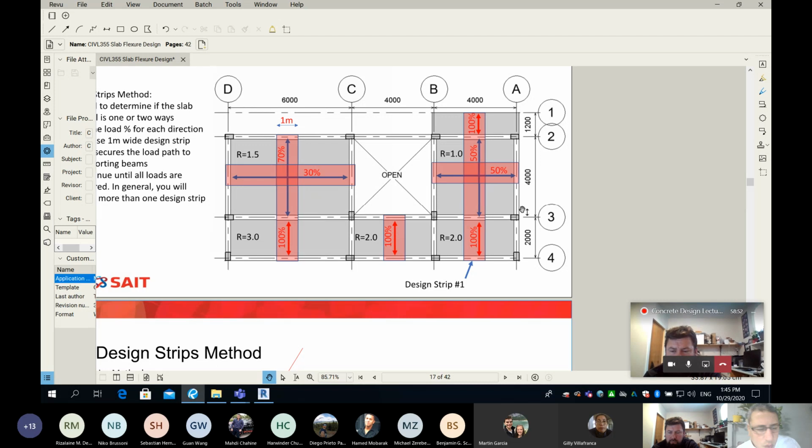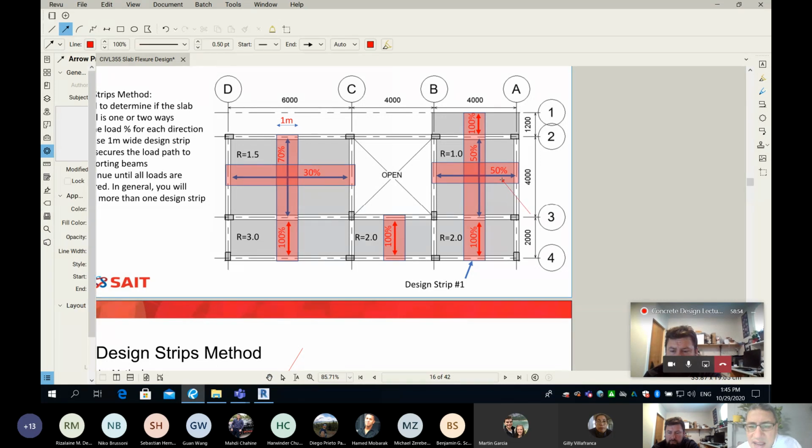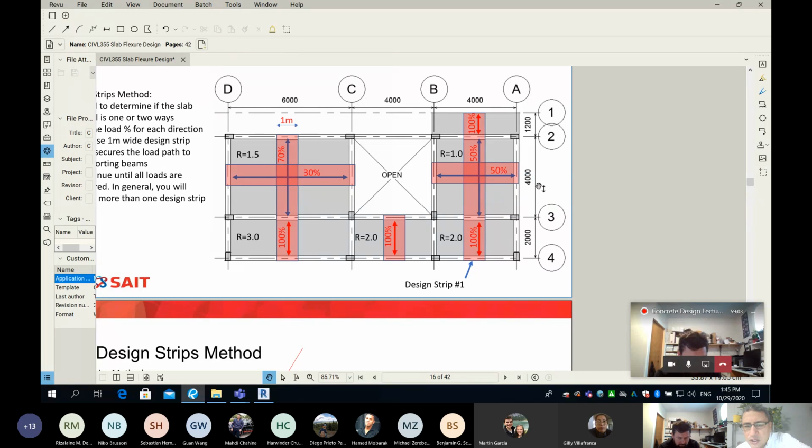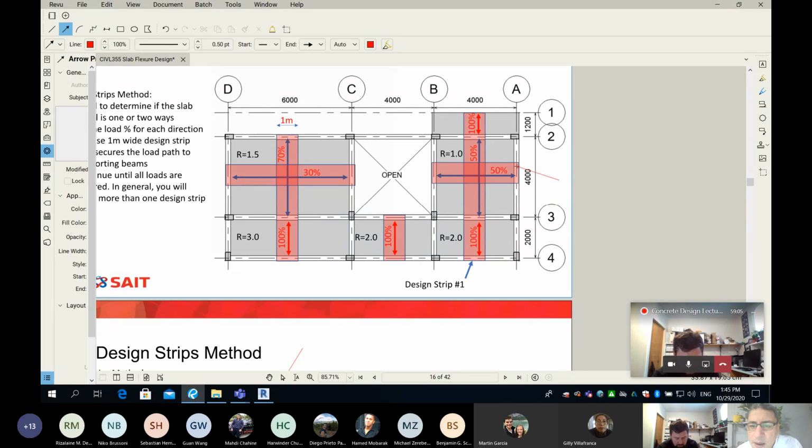Which means what? Look at this. Do I have a design strip for this arrow here? Now I don't, which means I'm not done yet. So what to do is you simply put this design strip. This design strip here will cover this arrow, and we will find the moment and place our rebar in this direction here. Are we done if we have two? So far, we have two. Are we done? Not yet.